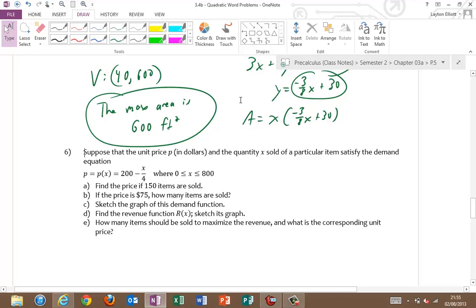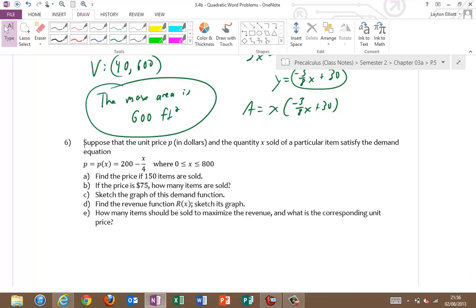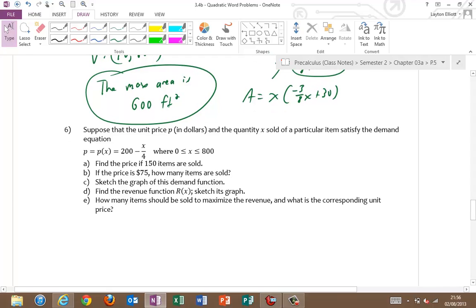Number 6, suppose that the unit price, P, in dollars and the quantity X sold of a particular item satisfy the demand equation, and it gives the demand equation. P equals 200 minus X over 4. Find the price if 150 items are sold. So X is the number sold and P is the price.